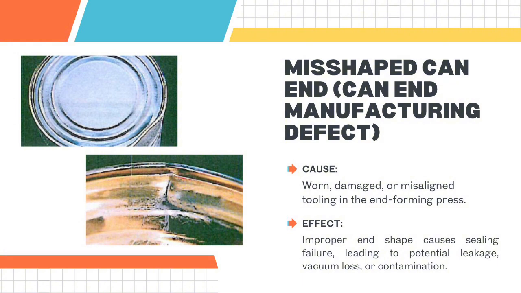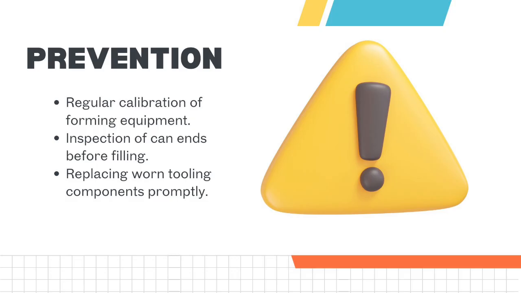or can spoil the product. To prevent this, manufacturers should regularly check the end forming equipment and replace any worn out parts. Performing quality control inspections before the lids are used in sealing is also a smart way to catch this problem early.